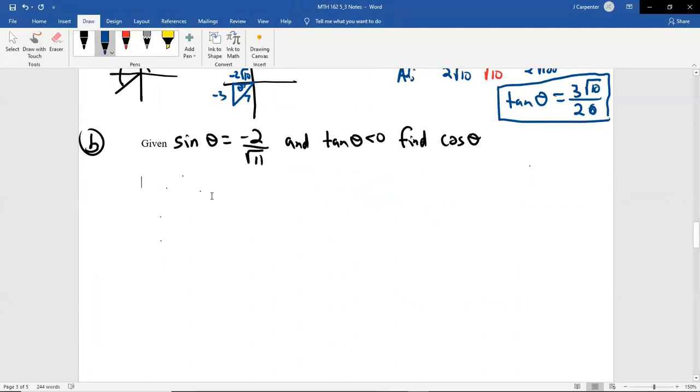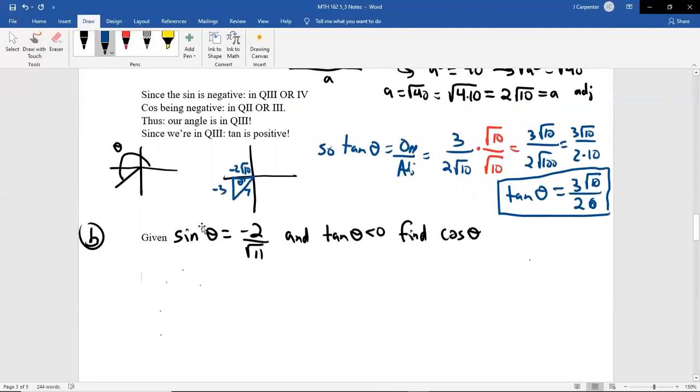Okay, so let's do the quadrants. This says sine is negative. So since sine is negative, that means we're in quadrant 3 or 4. Sine goes like the y value of a point. They're negative when you go down. Going down means you're in quadrant 3 or 4.